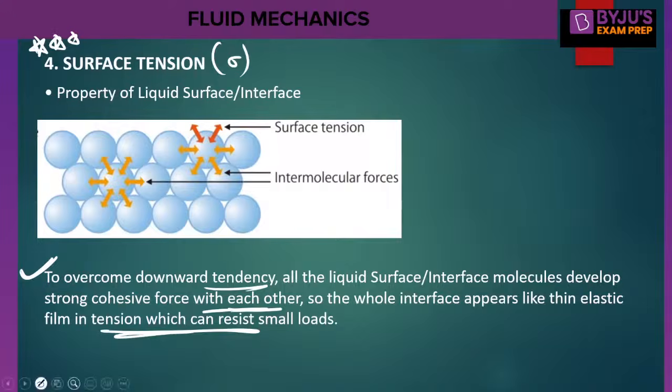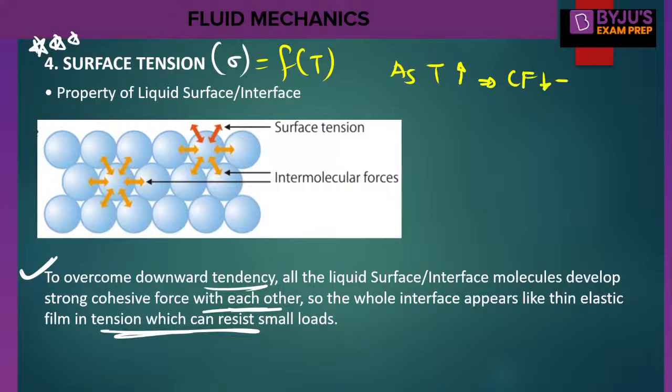So sigma is a function of temperature. As the temperature increases, molecules move away, cohesive force decreases, so sigma also decreases. As the temperature decreases, cohesive force increases, so surface tension increases. That is how surface tension varies with temperature.